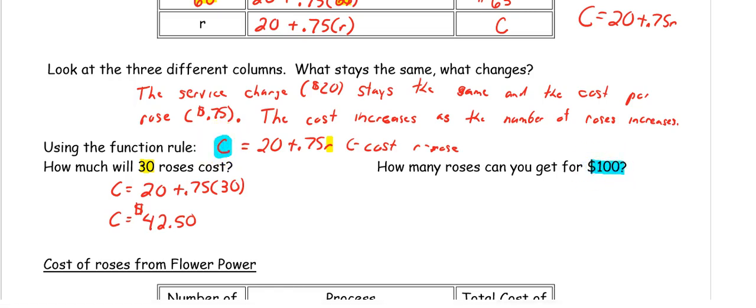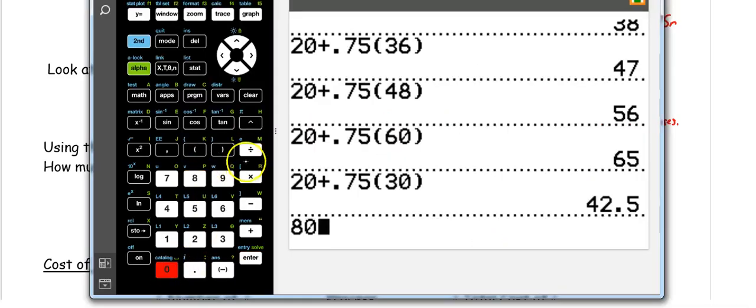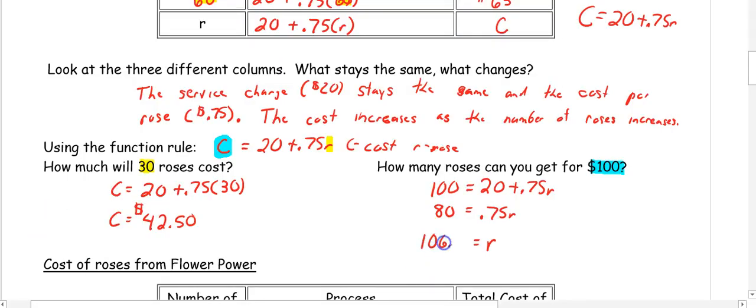Now, if I want to know how many roses can I get for $100, I'm going to put 100 in place of my cost C. So when I do that, I have 100 equals 20 plus 0.75 R. So this is an algebra problem where you're just solving for your variable. So we would subtract 20 from both sides to get 80 equals 0.75 R. And then we would divide by 0.75. And we would get 106.6. Now remember, they're not going to sell you part of a rose. And when you're buying stuff, they're not going to round up for you. So we would say that you could only get 106 roses.